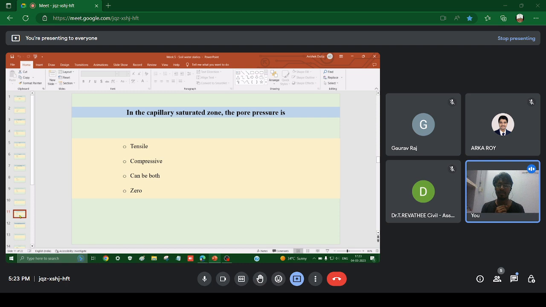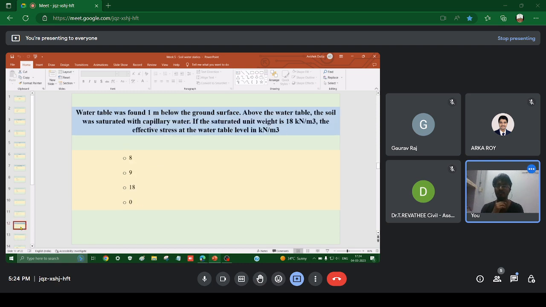In the capillary saturated zone, the pore pressure is tensile or compressive, or can be both, or it is zero. Next question.